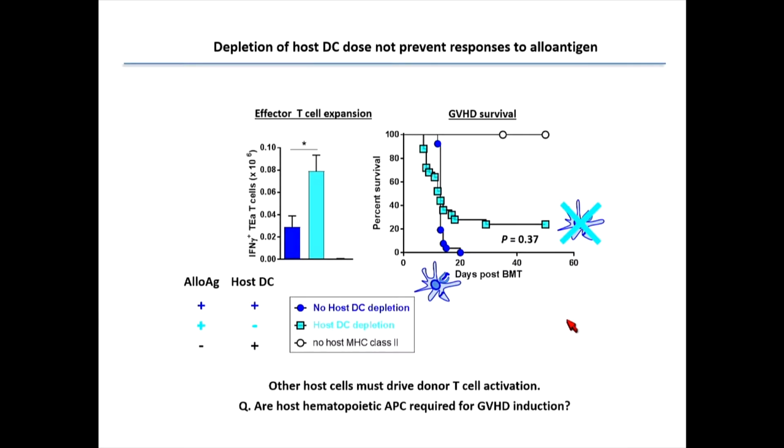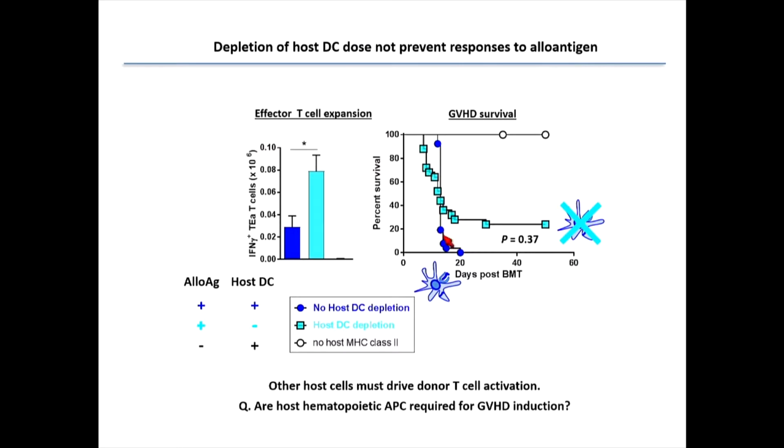Quantitatively, the host DC is important, so that's why we compare donor DC depletion, host DC depletion, versus non-DC depletion, using the CD11c-driven diphtheria toxin receptor-expressing recipient with diphtheria toxin administration. Surprisingly, the host DC depletion increased the effector T cell expansion compared to the non-depletion.